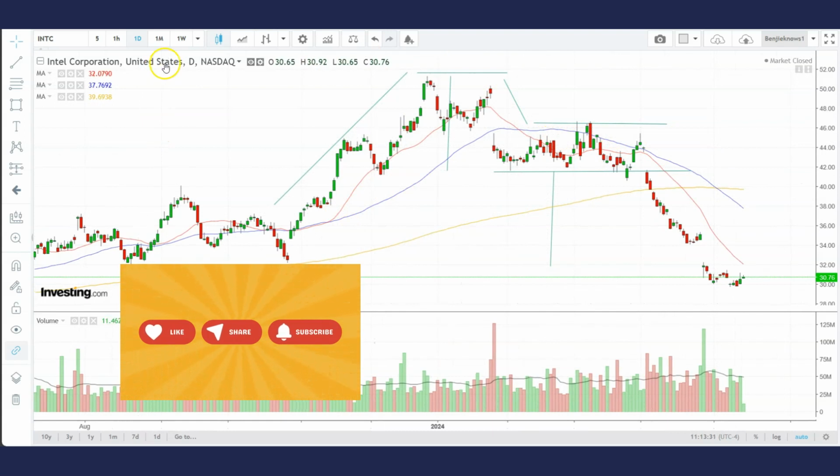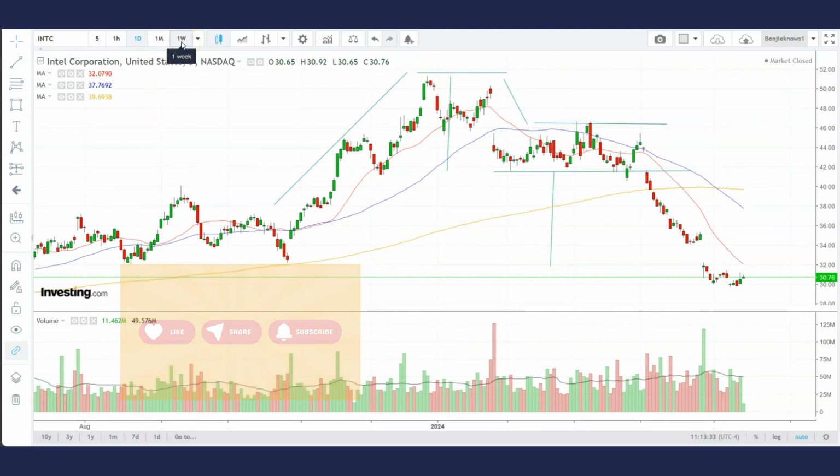It's very interesting to study history, to learn from chart patterns, because patterns just repeat themselves again and again.